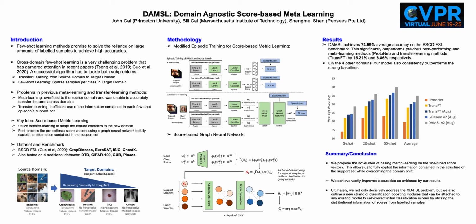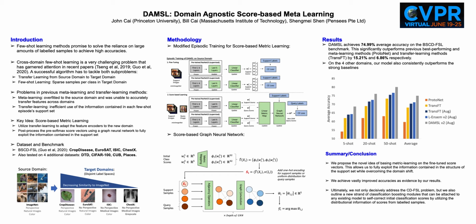So what we propose here is the idea of combining these two methods in a way that is intuitive and that can be used for many different techniques. This is where score-based metric learning comes in. In the first part, we utilize transfer learning to adapt the feature encoders to the new domain. This can be any form of transfer learning as long as it operates on the feature encoder.